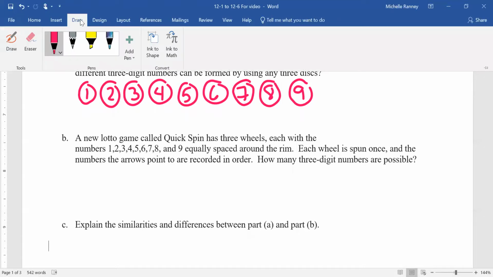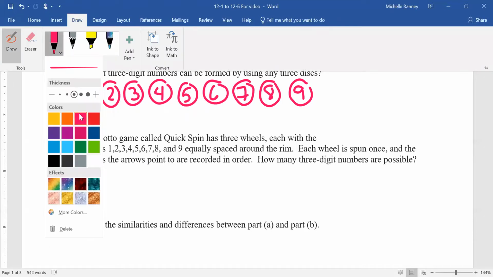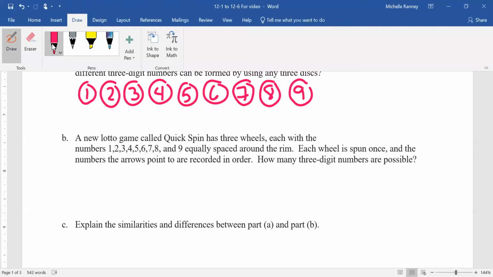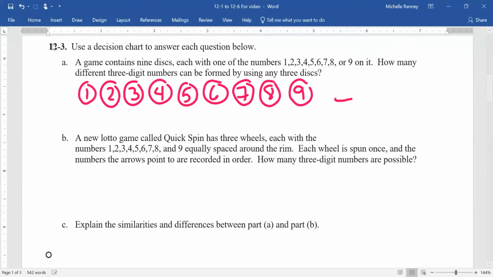Okay, so for this one, you are going to have 3 different choices. So you're going to be picking your first, your second, and your third. So for my first one, I have 9 choices, the numbers 1 through 9.